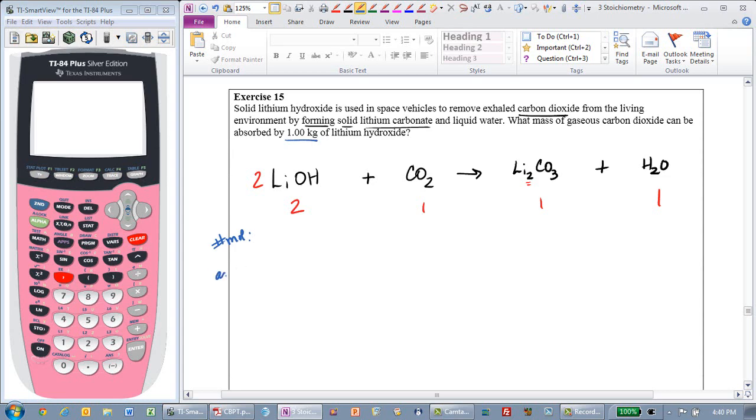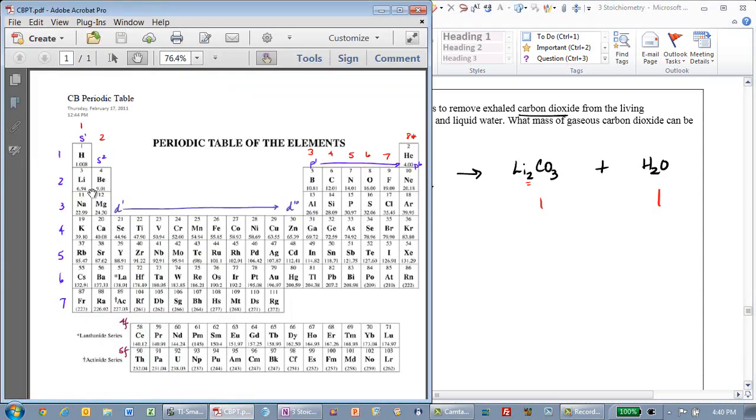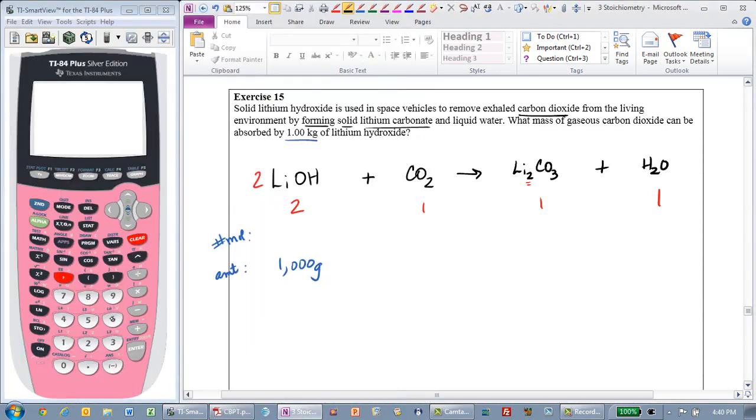So I have an amount of 1,000 grams. I always change it to grams because that's what molar masses are about. Oh, speaking of molar masses, let's do those. What's the molar mass of lithium hydroxide? Lithium is 6.94, plus oxygen is 16 even, plus hydrogen is 1.01, and you can probably do that in your head, and I get 23.95.